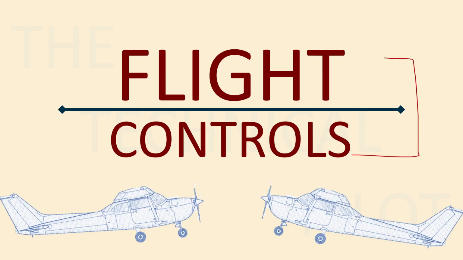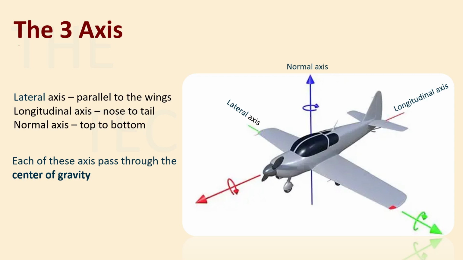Alright, so let's start with flight controls. Firstly, we have the three axes. What are these three axes and why do we need them? These are nothing but imaginary lines that we have drawn in our aircraft just so that we can study them better.